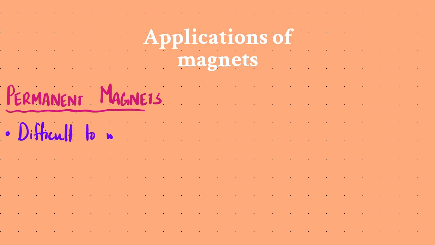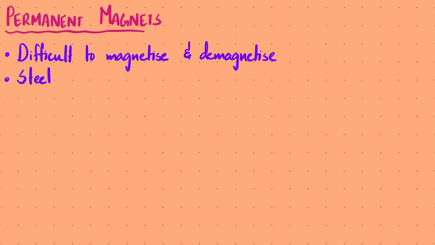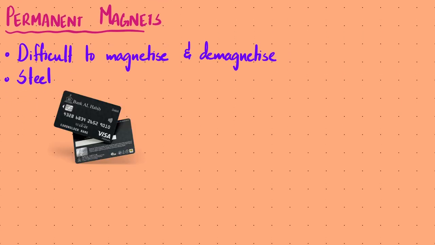Stuff that we've done previously as well. And the primary example that will be asked of you in your papers is steel as the example of permanent magnets. So let's have a look at some of the applications of permanent magnets. Now one of these applications is in credit or debit cards, where you have a lot of information stored on this magnetic strip.